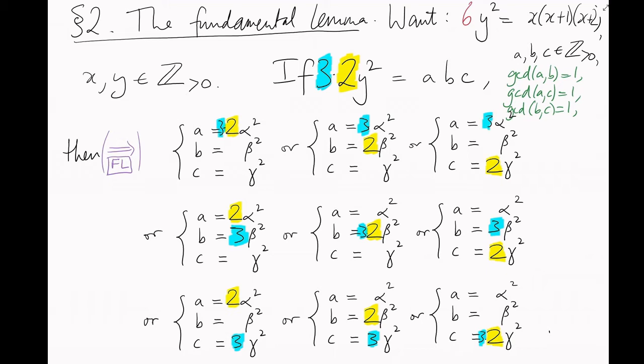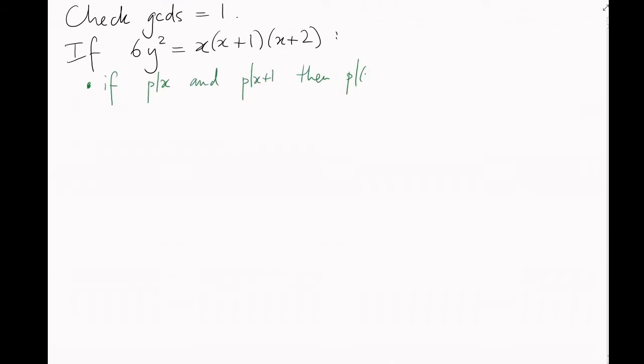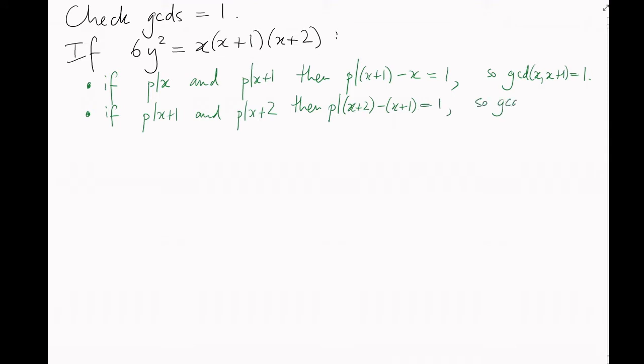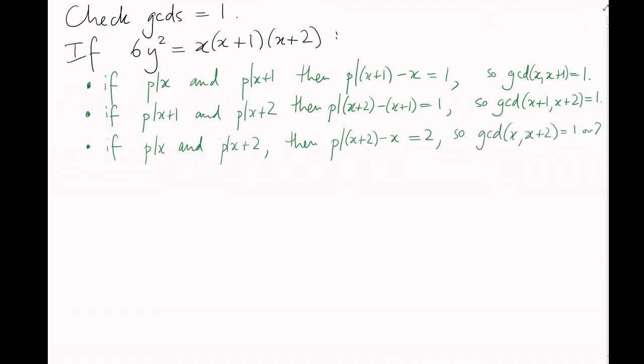Before we can even use the fundamental lemma, though, we need to check whether the greatest common divisors of x, x plus 1 and x plus 2 are all equal to 1. So, just like last video, if p divides x and x plus 1, then it must divide their difference, which is 1. So the greatest common divisor of x and x plus 1 is 1. Likewise, the greatest common divisor of x plus 1 and x plus 2 is 1. And the same argument shows that the greatest common divisor of x and x plus 2 must divide 2. In other words, it's either 1 or 2.